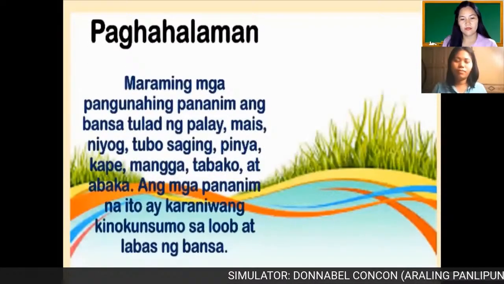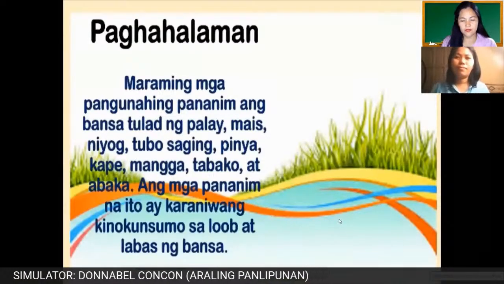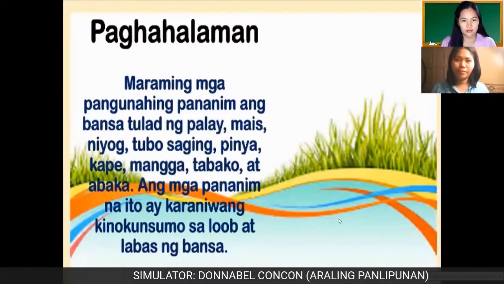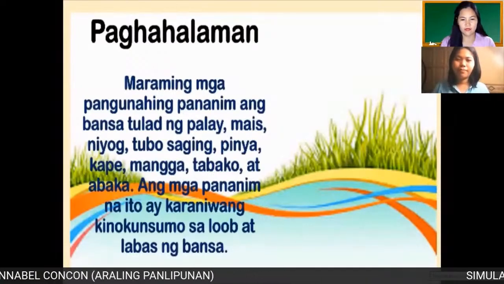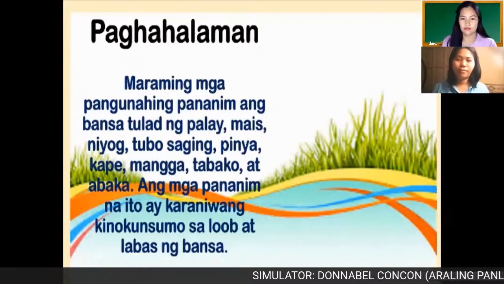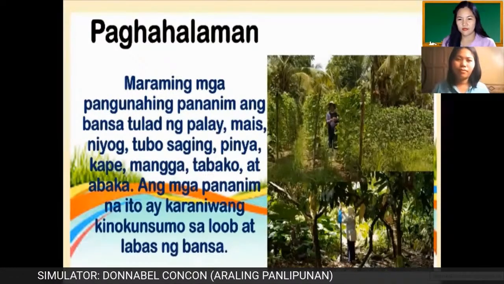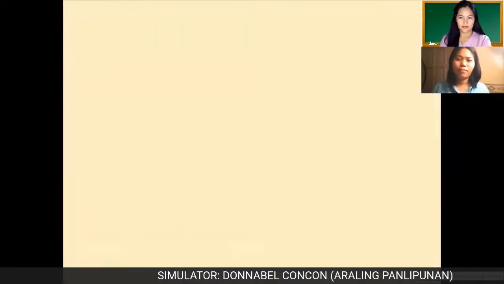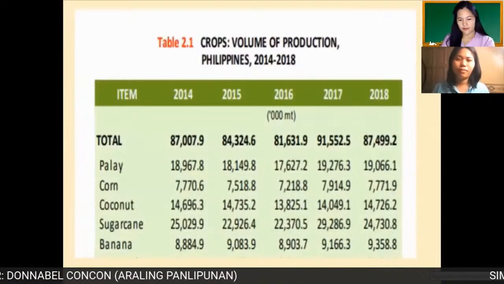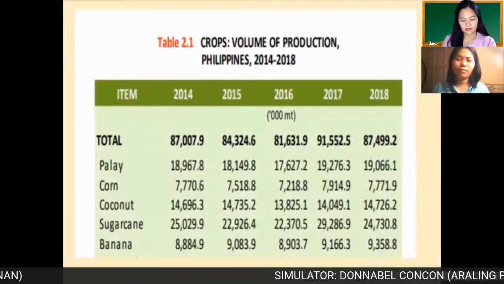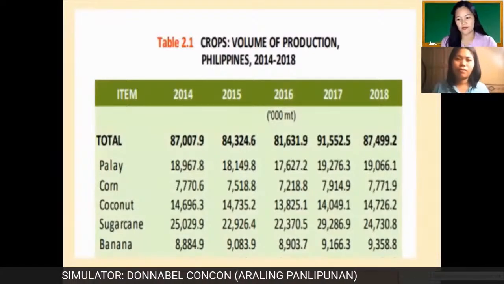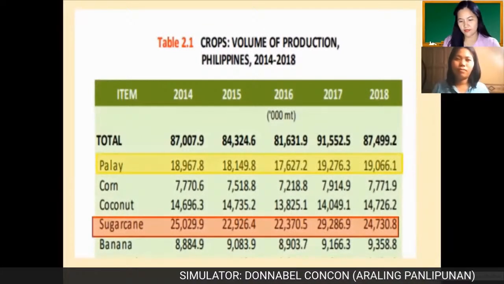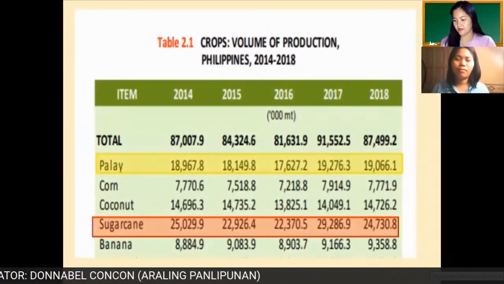Ang paghahalaman ay tumutukoy sa pagsasaka o pagtatanim. Maraming mga pangunahing pananim ang bansa tulad ng palay, mais, niyog, tubo, saging, pinya, kape, mangga, tabako at abaka. Ang mga pananim na ito ay karaniwang kinukonsumo sa loob at maging labas ng ating bansa. Sa volume ng crop production ng Pilipinas ng taong 2014 hanggang 2018 ay nangunguna ang tubo sa may pinakamaraming produkto at pangalawa naman ang palay. At ang iba pang mga pangunahing produkto ng Pilipinas ay ang mais, niyog, at saging.